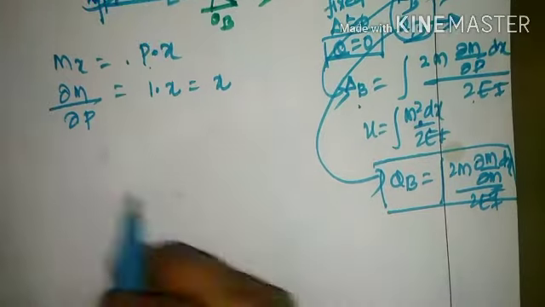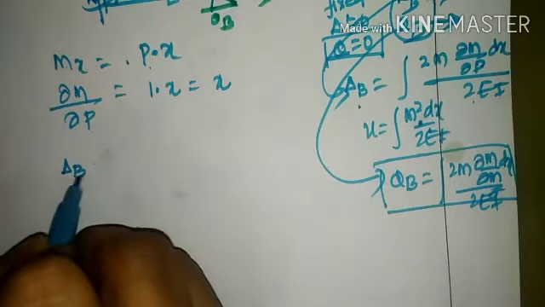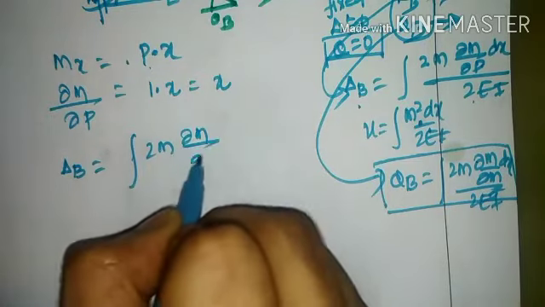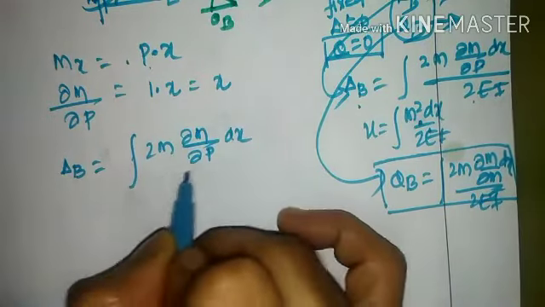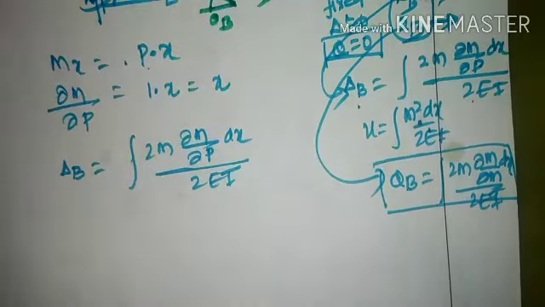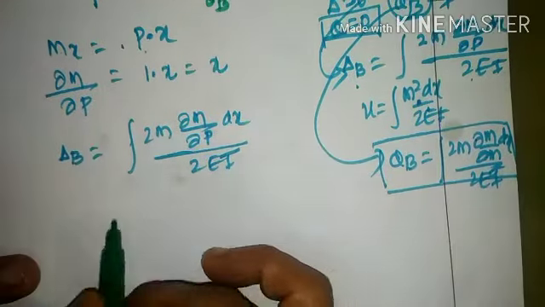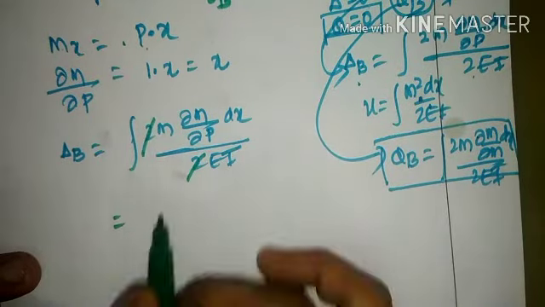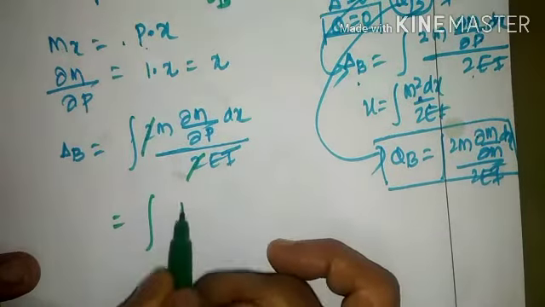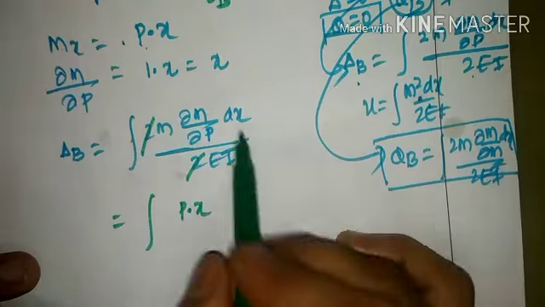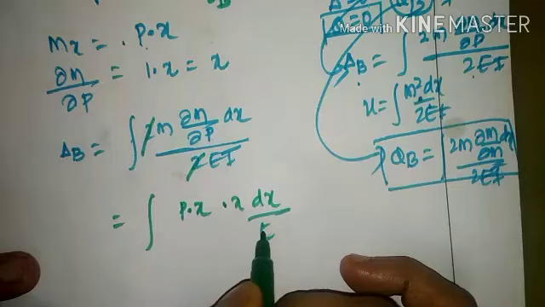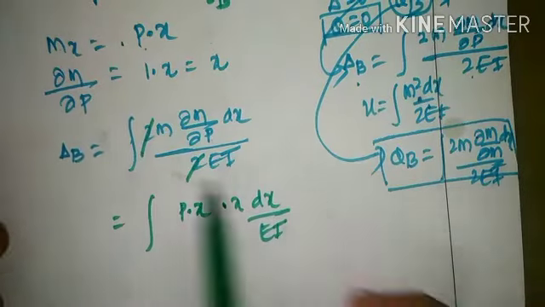So substitute in the delta B term. Delta B will be equal to integration 2M dou M by dou P dx divided by 2EI. So in the substitution, keep 2 in the numerator and 2 in the denominator, and they cancel. The integration has M term as P into x, dou M by dou P term as x, dx divided by EI. Now what is the value of x now?